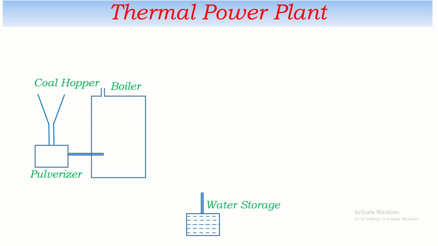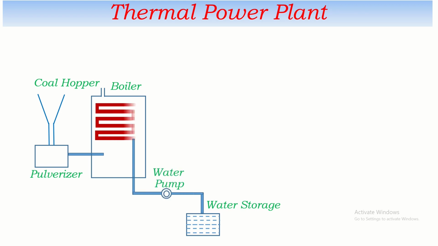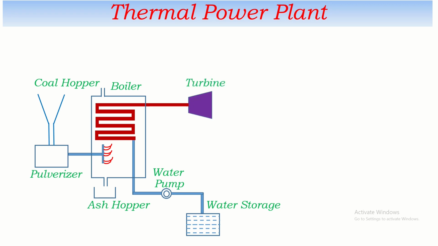That's why water is supplied through a water storage tank, which is pumped through a water pump, and it is supplied to the boiler. And in the boiler, it is heated to high temperature using coal. And when coal burns, it heats water and produces ash also, and this ash is taken out from the boiler by the ash hopper. But boiled water produces steam, and this steam runs the turbine, and the turbine runs the generator, and the generator generates electrical energy, and this is supplied for different purposes.